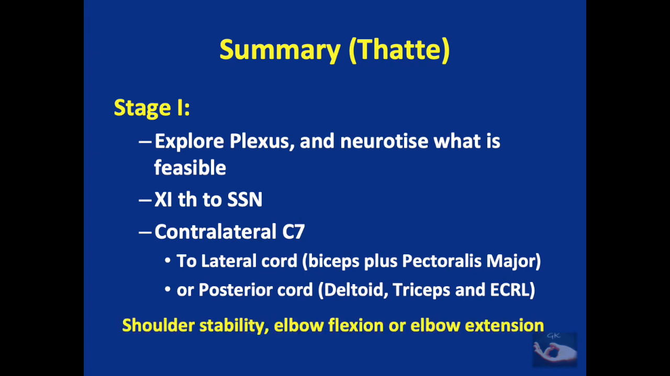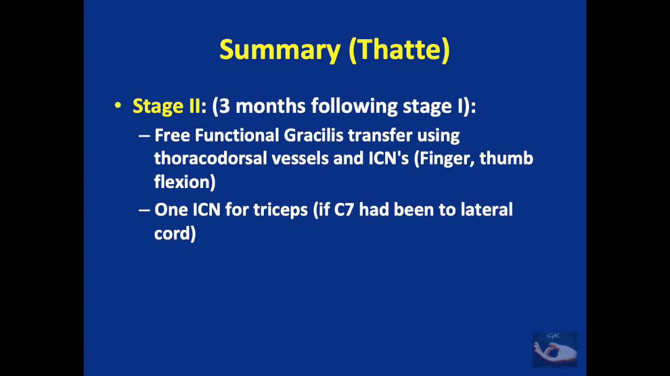So by the first stage, shoulder stability, elbow flexion or elbow extension are achieved. In the second stage, which is 3 months following the first stage, free functional gracilis transfer is done using the thoracodorsal vessels and the intercostal nerves to achieve finger and thumb flexion.